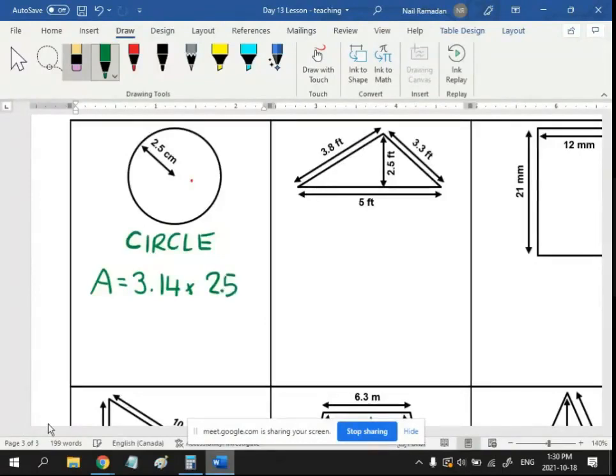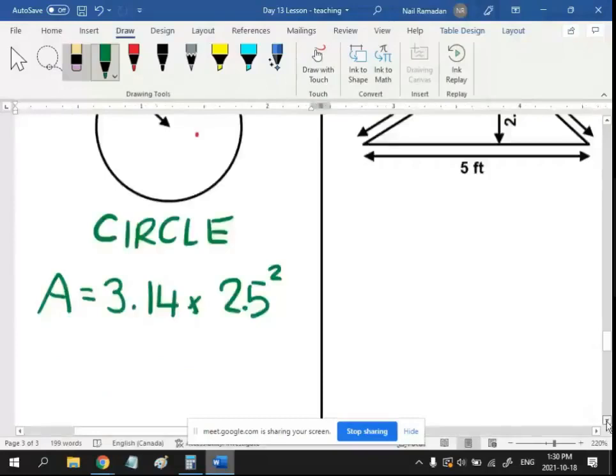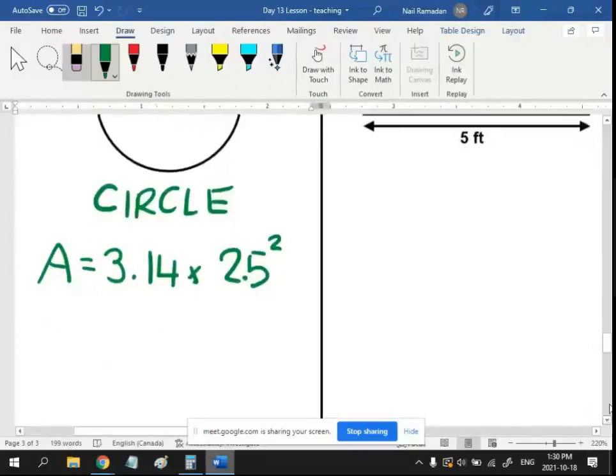Let me zoom in. You have to do this one first. So 3.14 stays the same. Times, who knows what's 2.5 squared? By the way, what does squaring mean? When you square a number, you multiply it by itself. So this is just a way of saying 2.5 times 2.5, which will be 6.25.